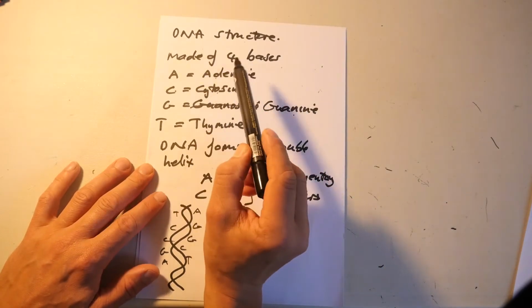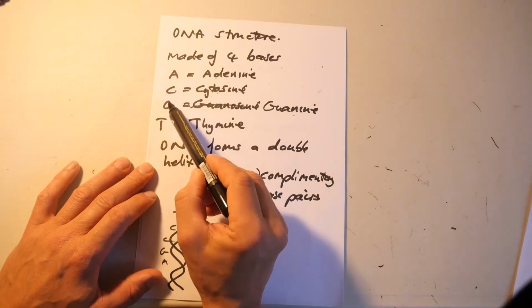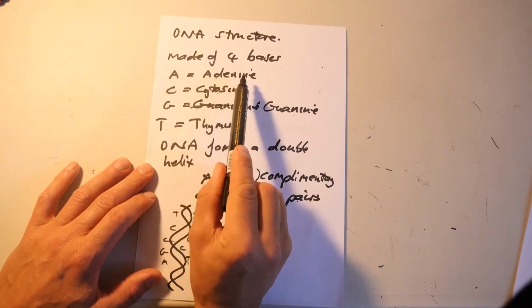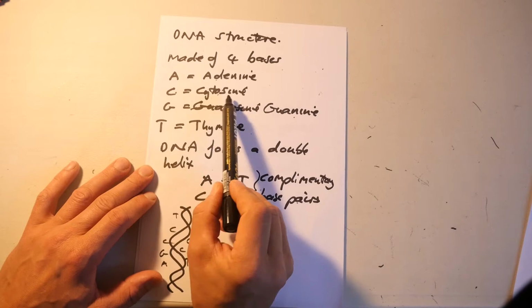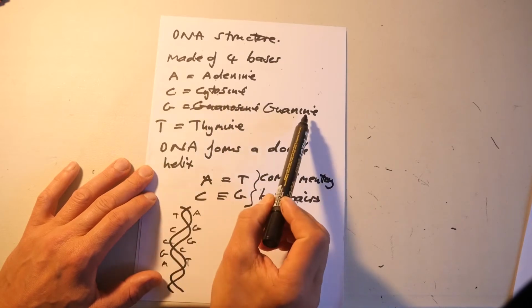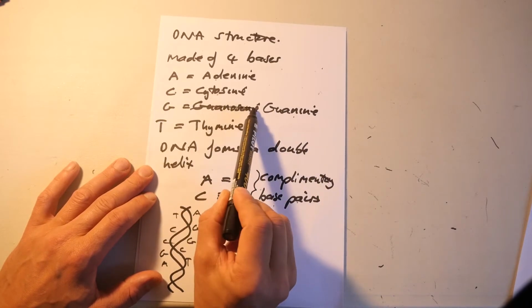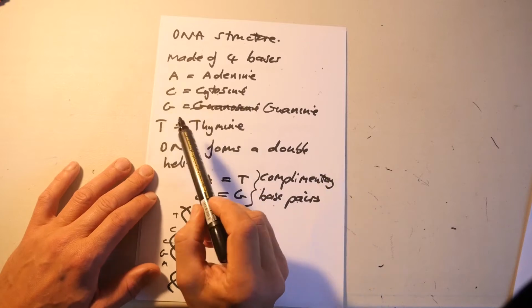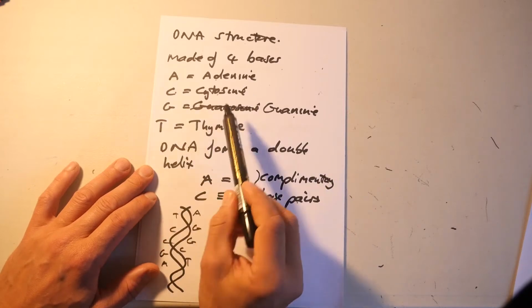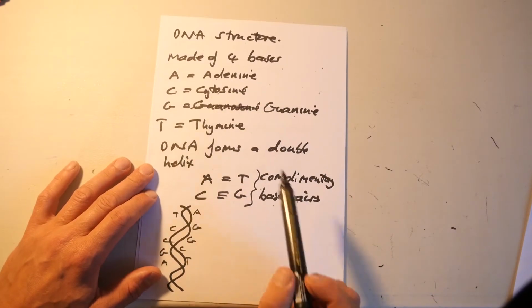Okay, DNA is made of 4 bases: A, C, G, T. A stands for adenine, C stands for cytosine, G stands for guanine, T stands for thymine. So adenine, cytosine, guanine, thymine.